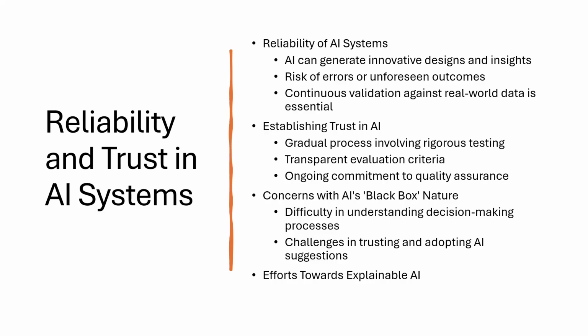And establishing trust in AI, right? It's an ongoing process that involves testing. We cannot stop testing. We need to verify, we need to test the AI result. Or you can build another AI system to test it, right? But you need to test it. And also you need to be very clear how the whole AI process is being evaluated, right? So we call it transparent evaluation criteria. Of course, we need to make sure that we commit to quality assurance, right?